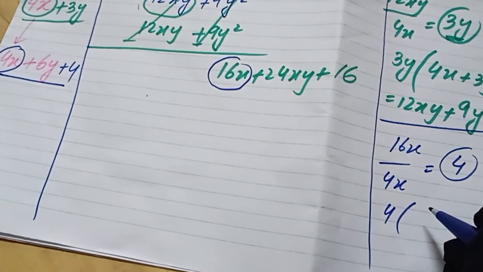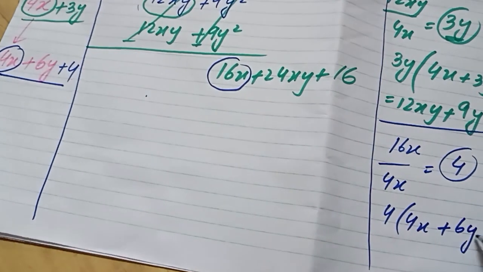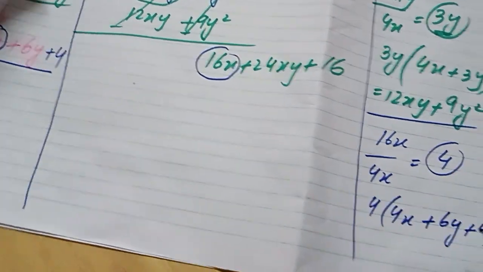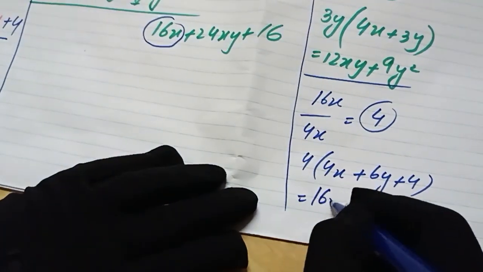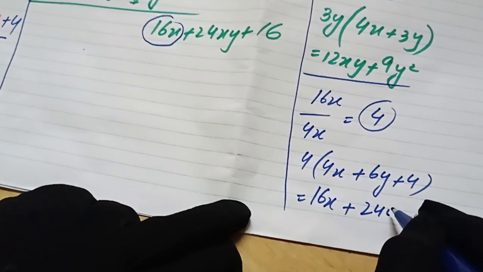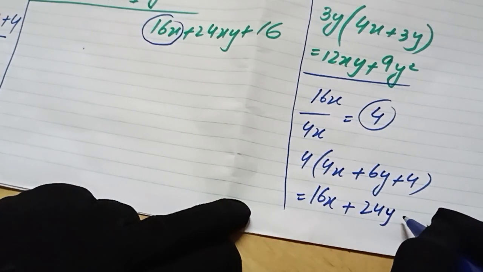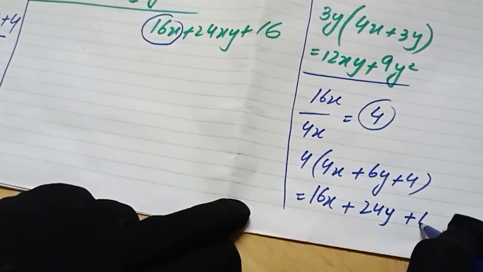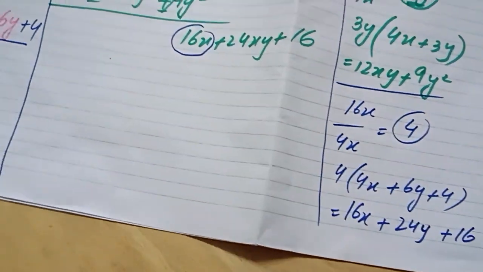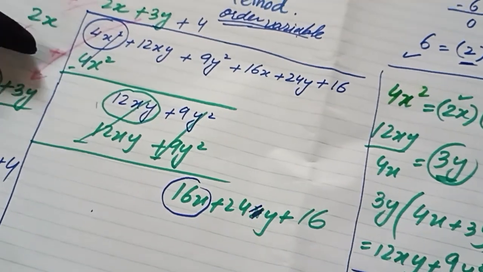That is 4x plus 6y plus 4. So this is equal to 16x plus 4 6s are 24y plus 4 4s are 16. I think when I bring this term down, I write this extra x.